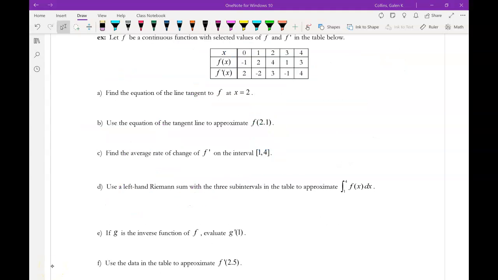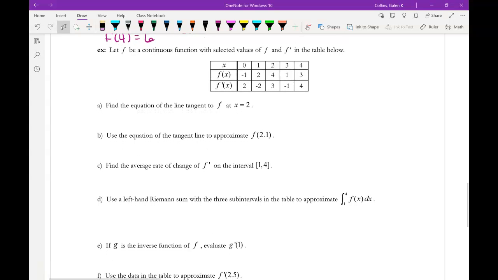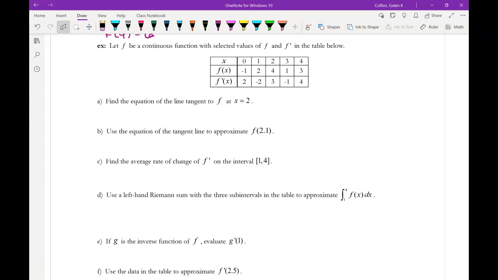All right, let's check out this final example. It looks like a great FRQ exemplar. So let f be a continuous function, and we're given selected values of both f and f prime in the table. So part A, we're just finding the equation of the line tangent to f at x equals 2.